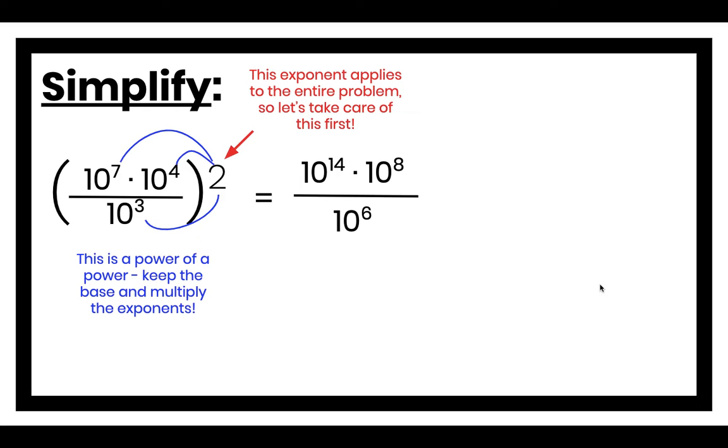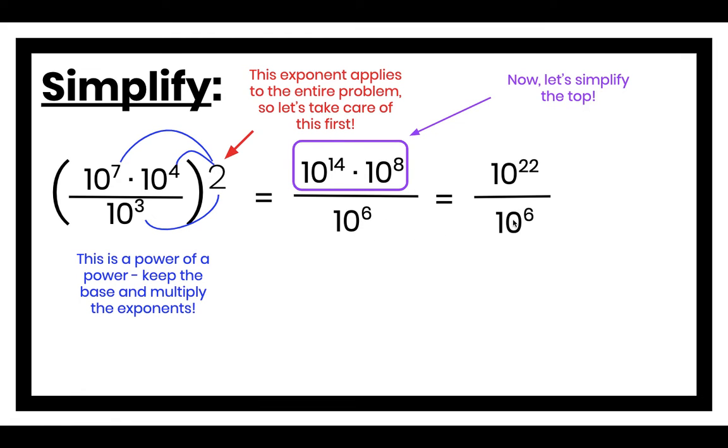Now we got rid of our exponent, our power. So now we can simplify on top. We're going to keep our base of 10 and add our exponents. So 14 plus 8 is 22. Keep our 10 to the 6th.